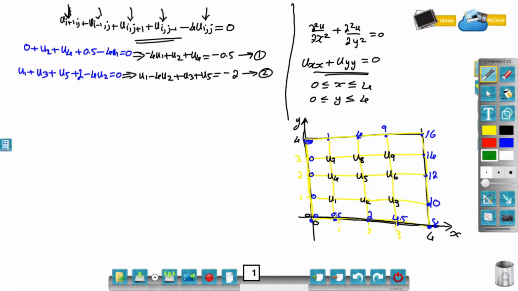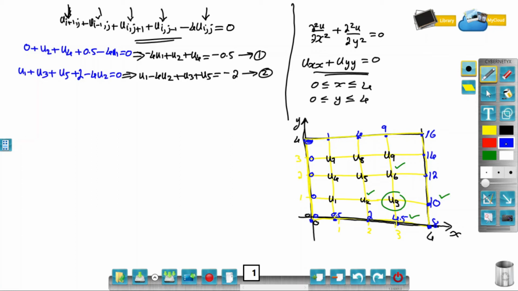So now consider the next point, means u3 as the current point. So what is its left point? u2. What is its right point? 10. What is its top point? U6. What is its bottom point? 4.5. So by applying the standard 5-point formula, what we have?